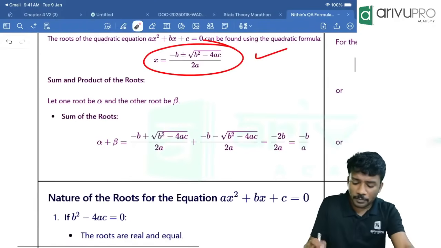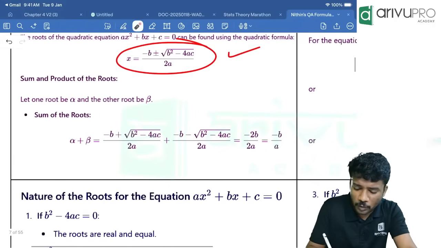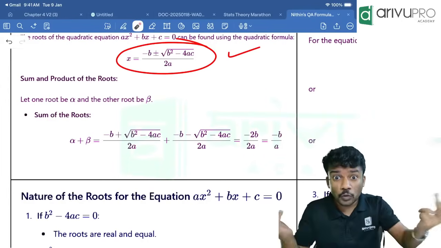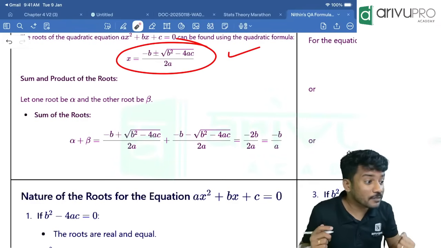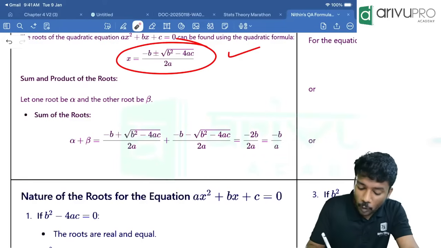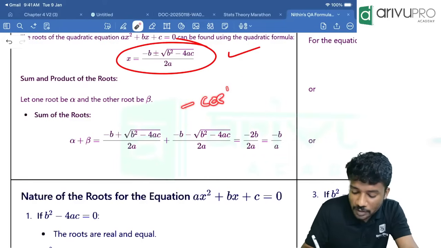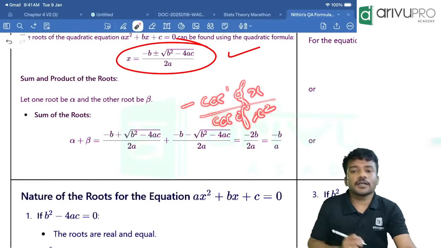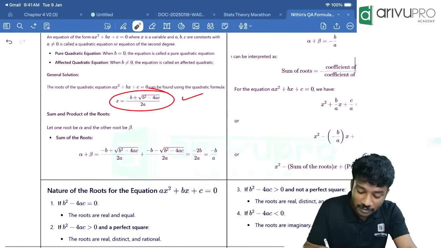Now people, sum of the root is nothing but what? Sum of the root, alpha plus beta. If alpha and beta are the roots of the quadratic equation, then sum of the root alpha plus beta is nothing but minus b by a, or I will write it as minus coefficient of x divided by coefficient of x square. Remember this, people, very important.